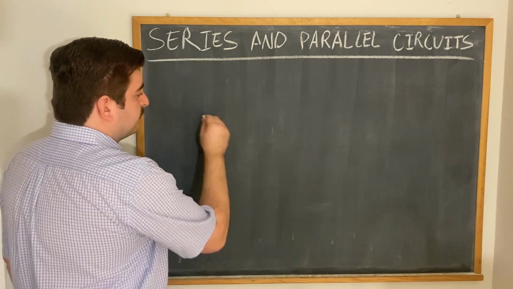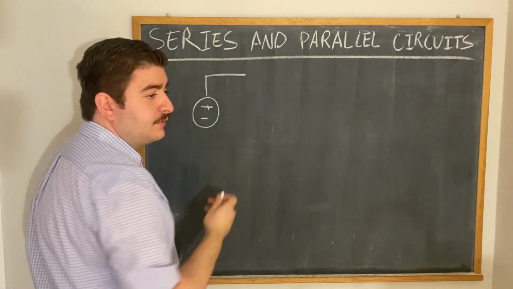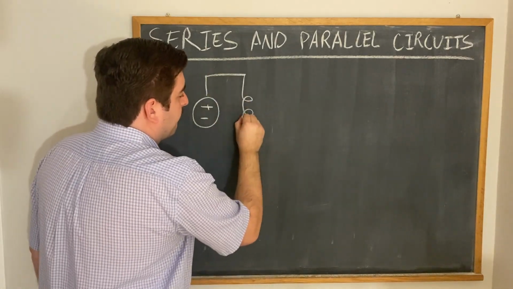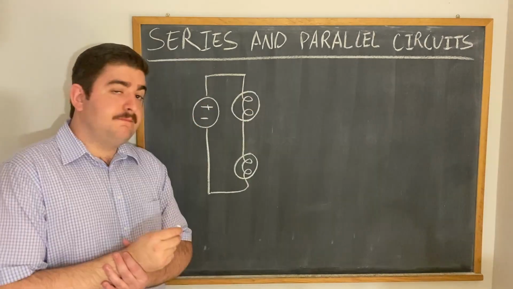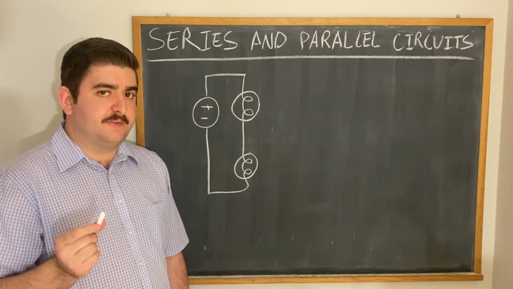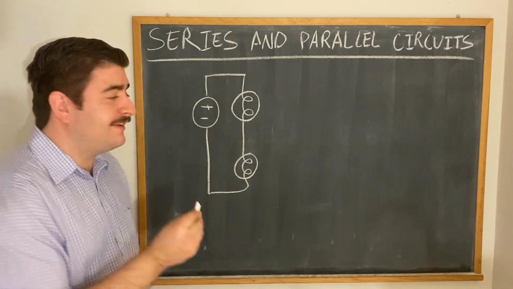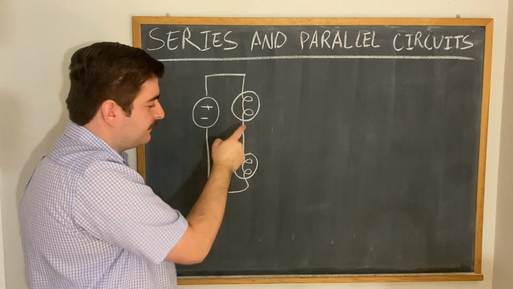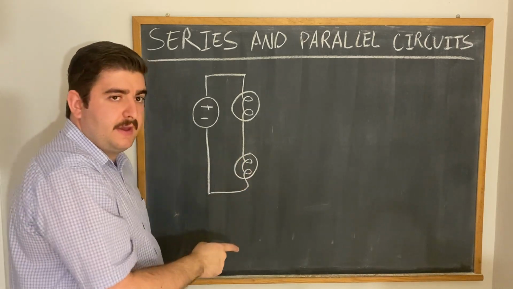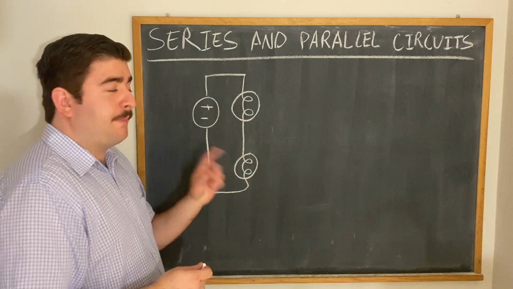Series circuits. Suppose we have a power supply and it's connected to some light bulbs. This is an example of a series circuit. The important thing to note about a series circuit is all the components are connected in a line, end to end. One light bulb ends, it goes to this other light bulb, and we go through that. Take that in contrast to this next circuit, a parallel circuit.